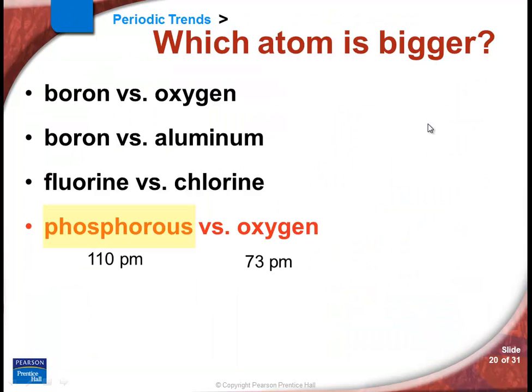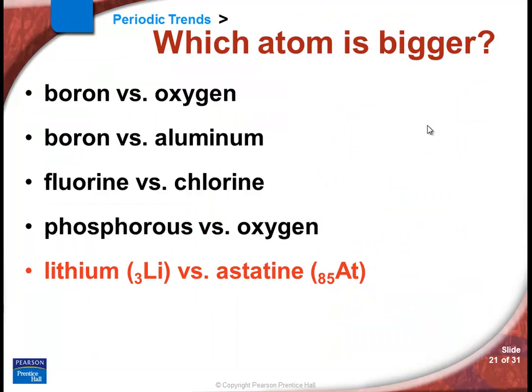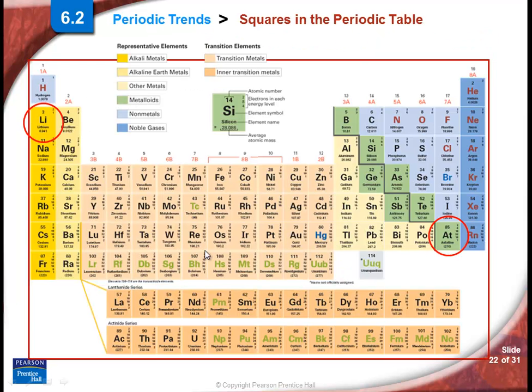And then finally, here's an interesting one. I think you'll find this surprising. Let's take something really extreme, like lithium versus astatine. Now where's astatine? You know where lithium is. Astatine is way down here, just below iodine.